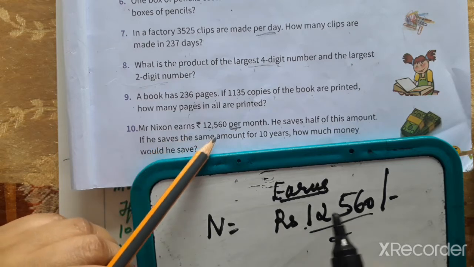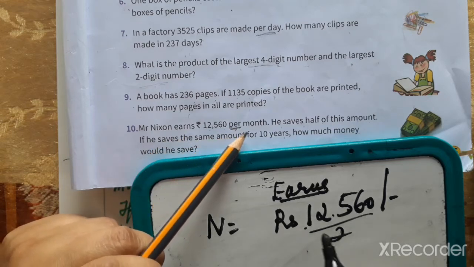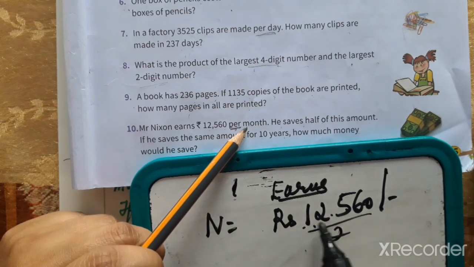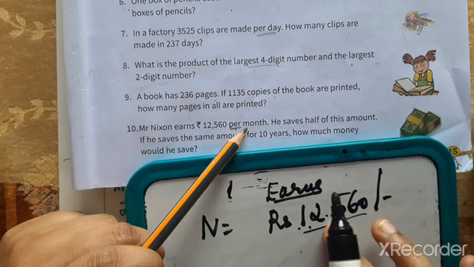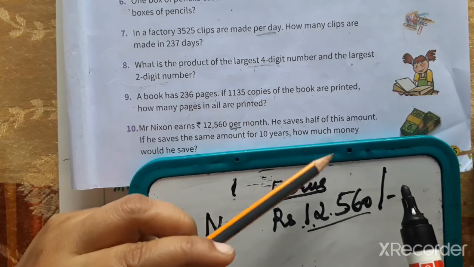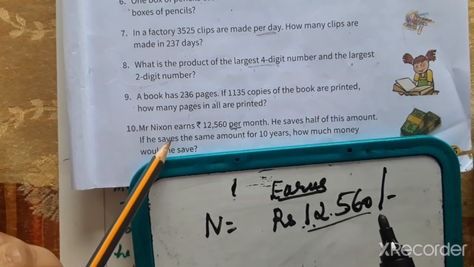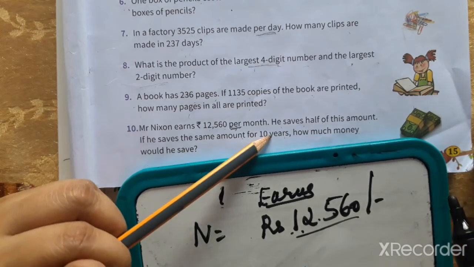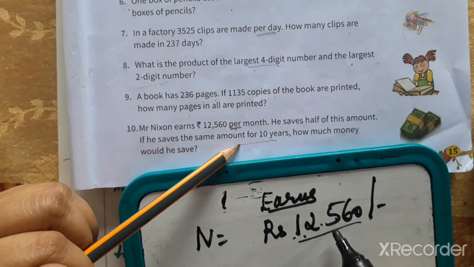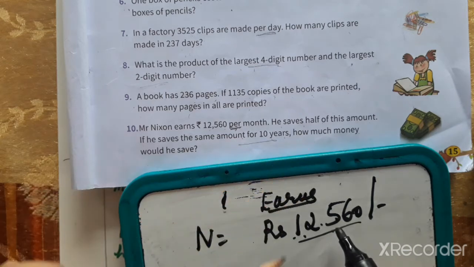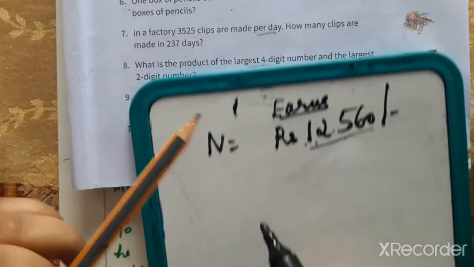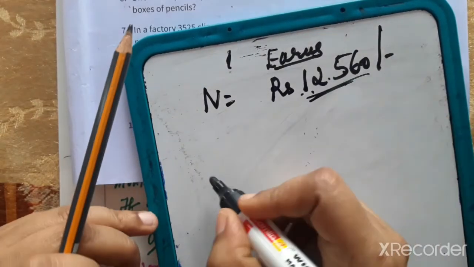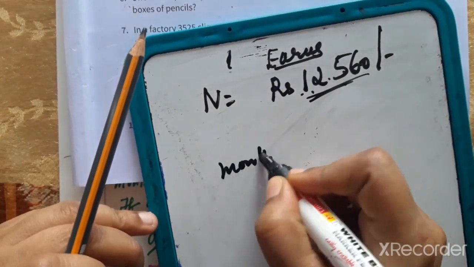Nixon earns 12,560 per month. Per means 1 month earning, this is 1 month. Okay, 1 month earning is 12,560. Then he saves half of this amount. He saved the same amount for 10 years. It is given 10 years. How much money would he save? So here the amount given, the saving, is for 1 month.